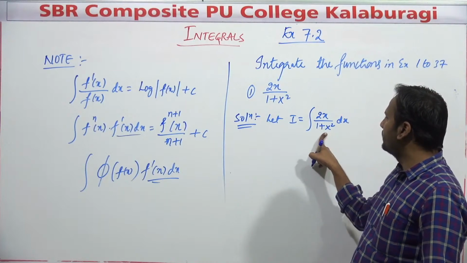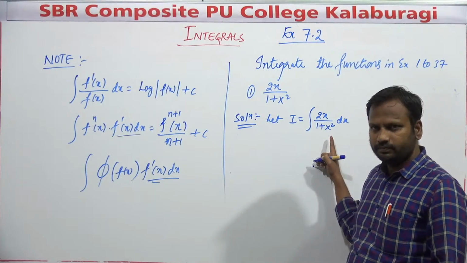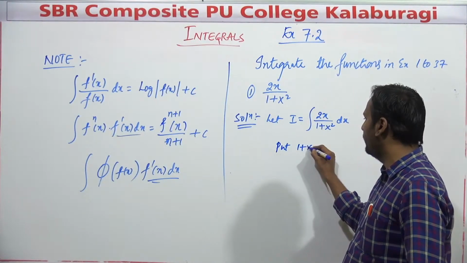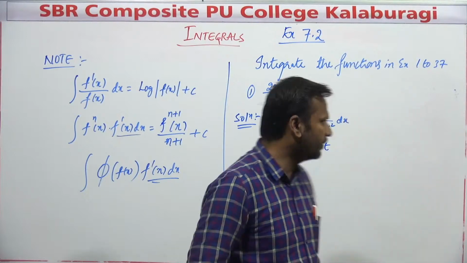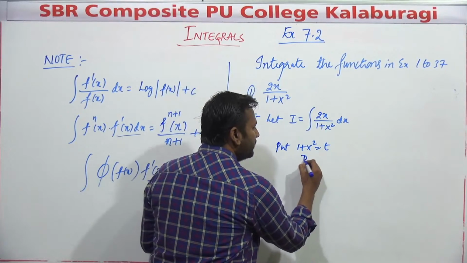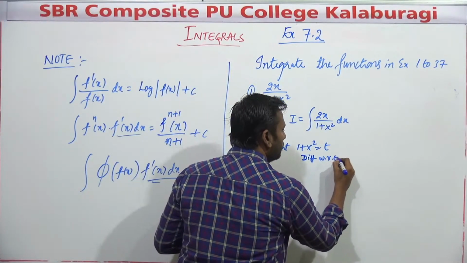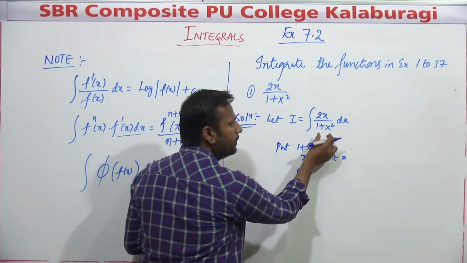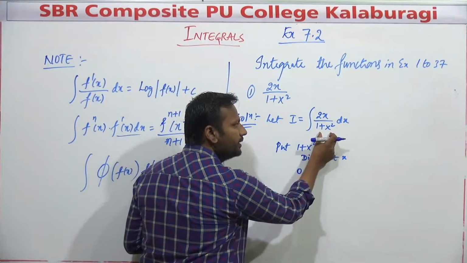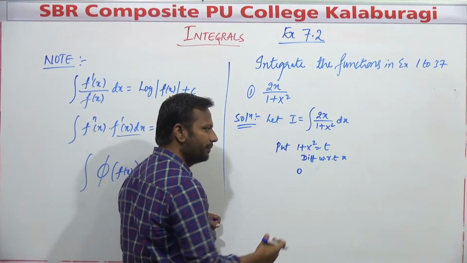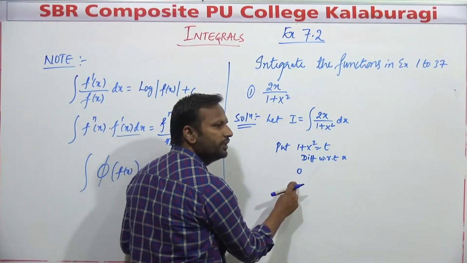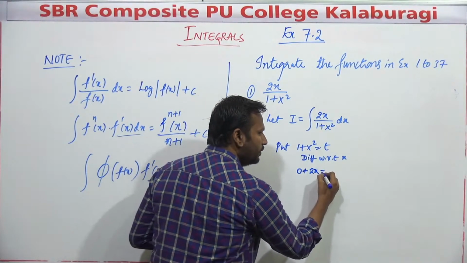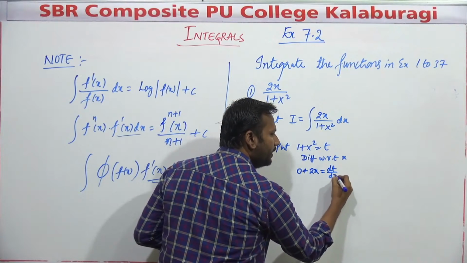Okay, so now let us substitute 1 plus x square as t. Put 1 plus x square as t. So differentiate with respect to x. What is the differentiation of 1, students? 0. I am replacing 1 plus x square as t because I feel this one is a little bit more complex than 2x. So differentiate with respect to x. The differentiation of 1 is 0. The differentiation of x square is what, students? 2x. Yes or no? Equal to t with respect to x will be dt by dx.